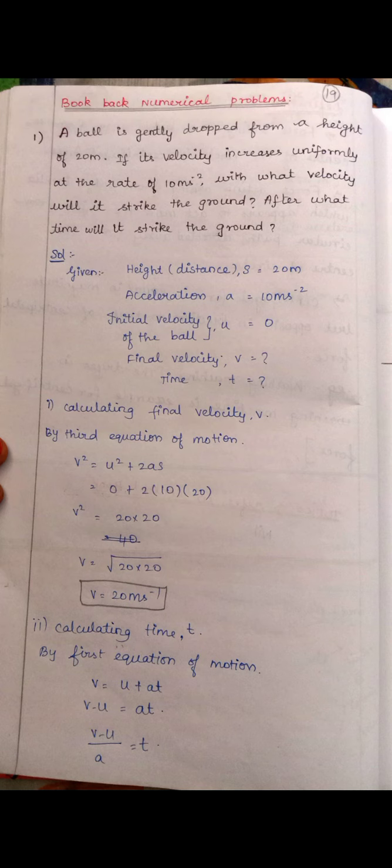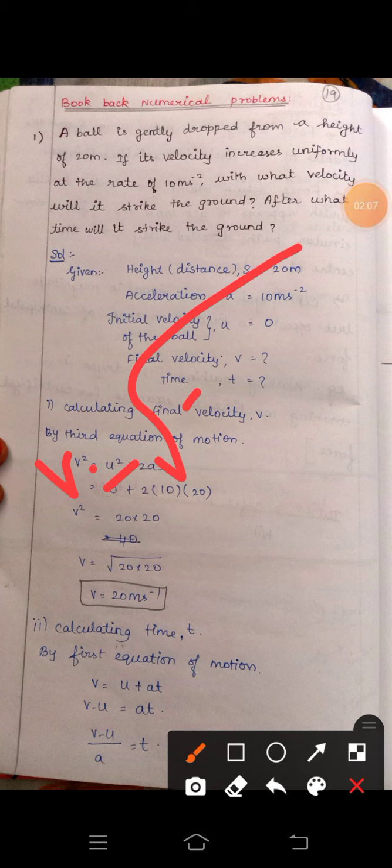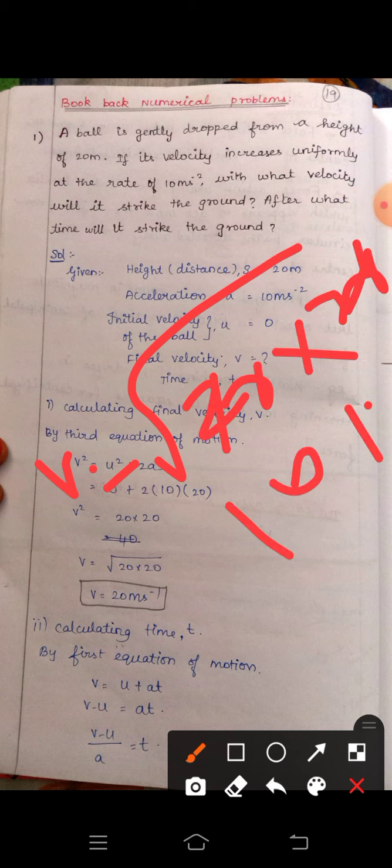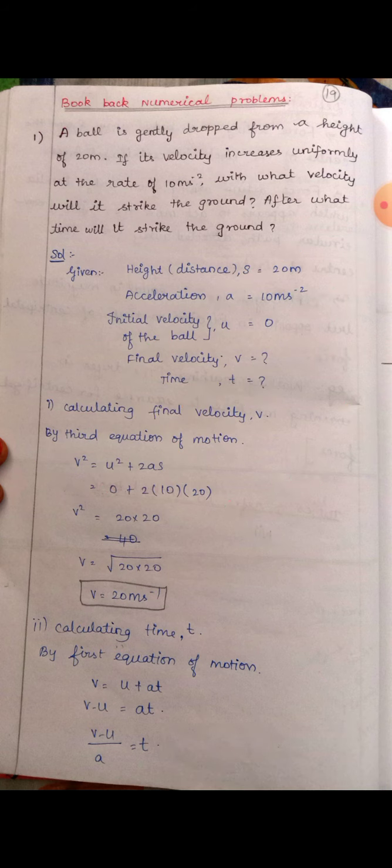How? See here, v is equal to the square root of 20 into 20. The root cancels, it will become 20. So it is 20 meter second to the power of minus 1. Next is calculating time.